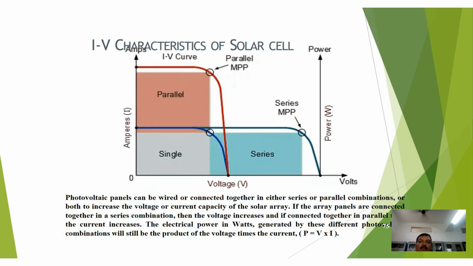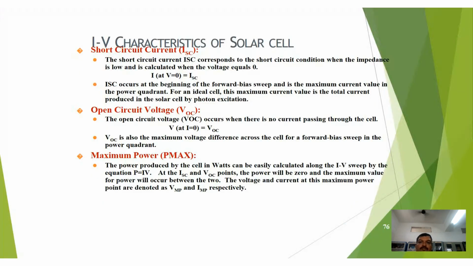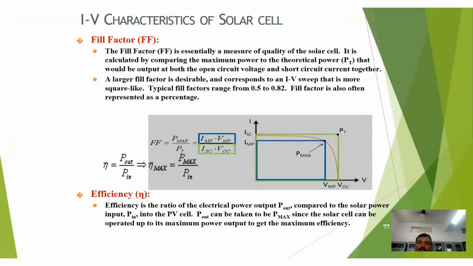Next, these are the IV characteristics for solar cells connected in series, in parallel, and a single solar cell. These are the characteristics drawn between voltage versus current and voltage versus power. So, short circuit current, open circuit voltage, and maximum power. These are the IV characteristics of a solar cell.